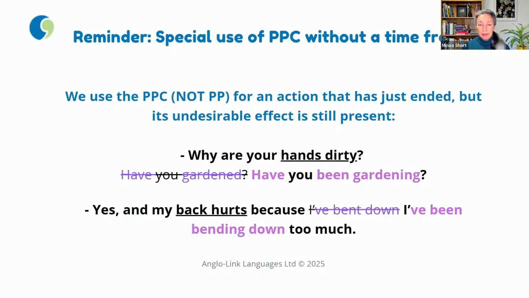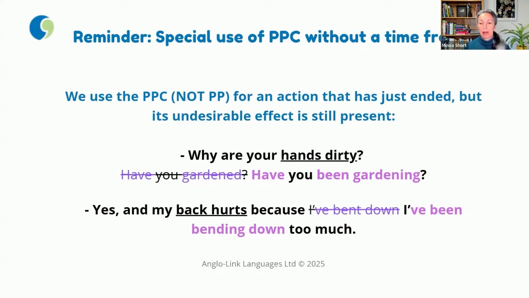Now, an important reminder that we saw in the last lesson, that we have a very special use of the present perfect continuous without a time frame, and that is when an action has just ended, but its undesirable, unwanted effect is still in the present. Now, because the action has just ended, we logically would think that it should be the present perfect simple, finished action. But this is a very special use of the present perfect continuous because we have an undesirable effect in the present. We mustn't use the present perfect, but the present perfect continuous.